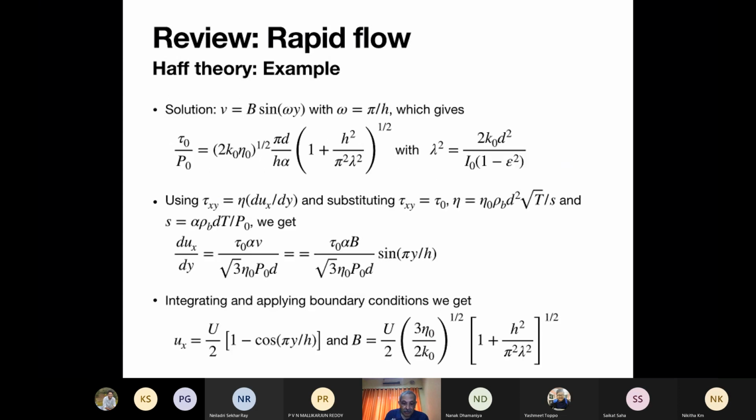So with this, we were able to solve. The solution to that equation is just given by v is equal to b sine omega y. And what b is still unknown, but we know omega now is just pi by h. And once you put this, then you can get an expression for the ratio of shear stress to pressure as given by this. So if you are given the pressure, you can easily calculate the shear stress because everything else over here is known.